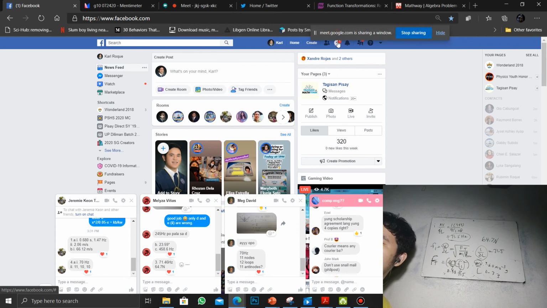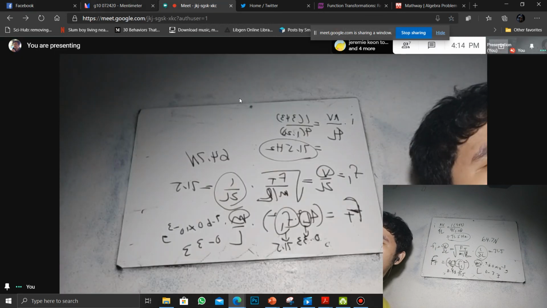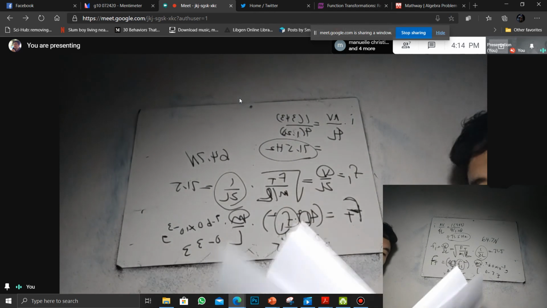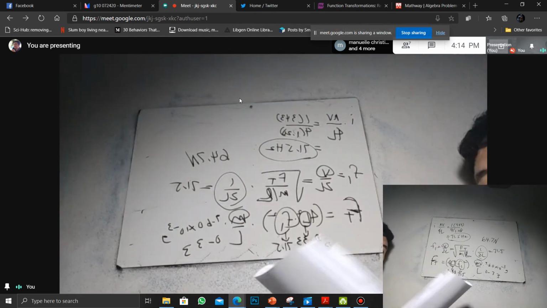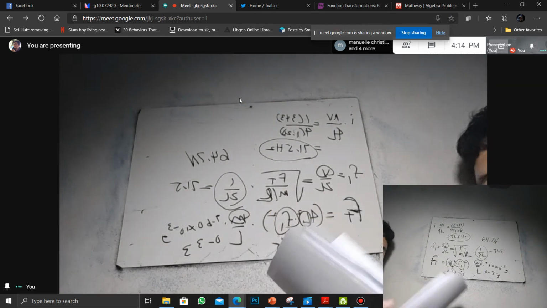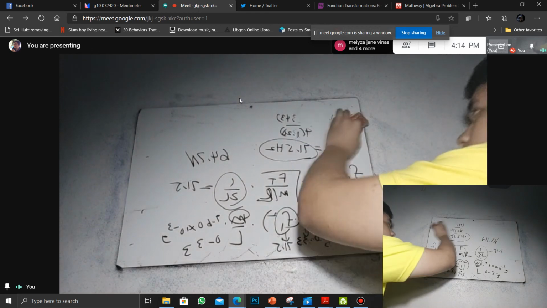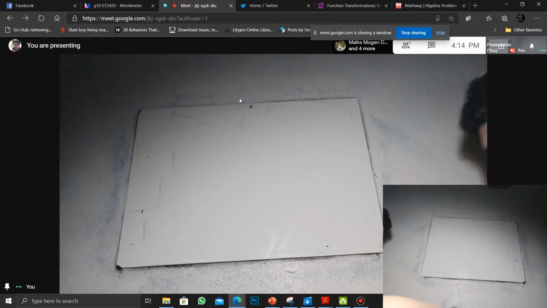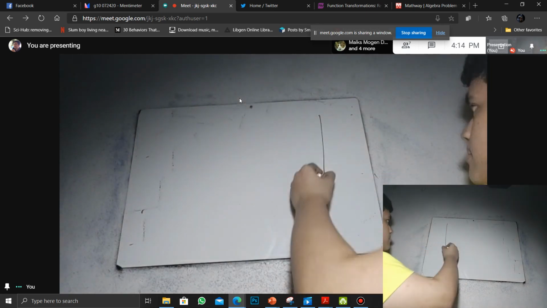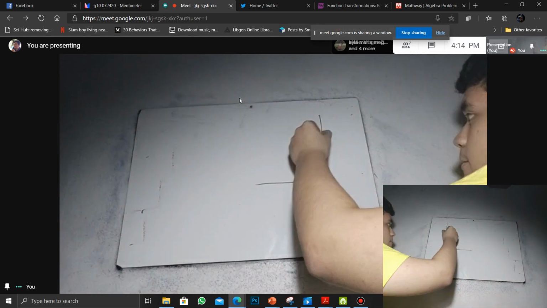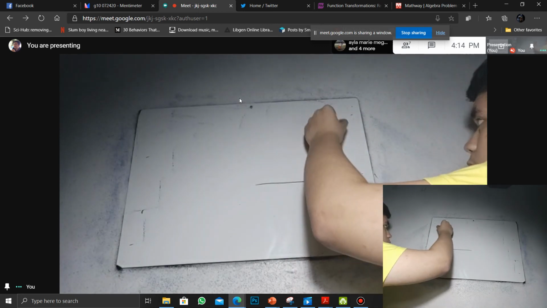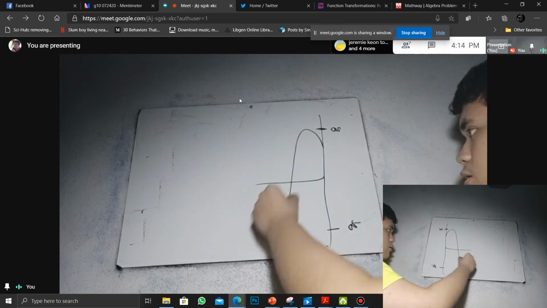Sige. Last problem. Sige, ako na muna. Ubusin ko na to para hindi naman sayang. Okay, number 2. Tignan nyo muna yung number 2, no? Look at number 2. Ganito yung number 2, no? Alam niyo naman na to.